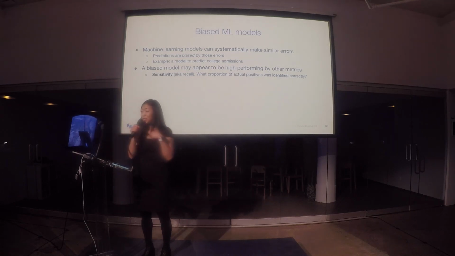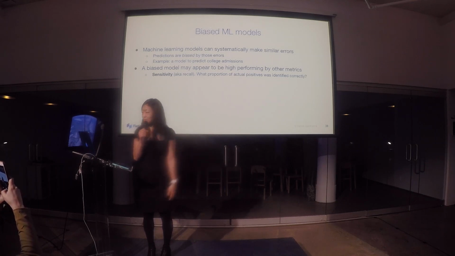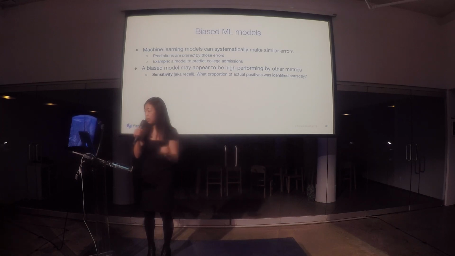So bias is a slightly overloaded term in machine learning, so I want to be very clear about the kind of bias we're referring to here. Machine learning models can systematically make similar errors, and what that leads to is the predictions are biased by those errors. I want to explain with a fairly simple example.